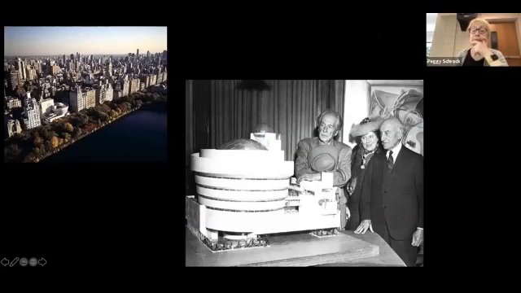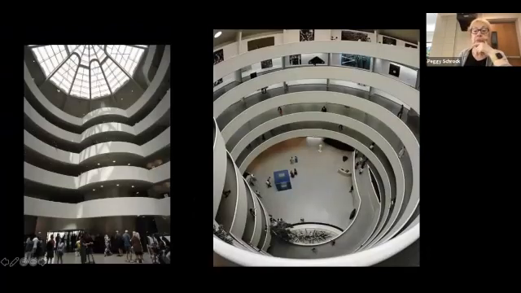Here's Wright. I think that might be Hillary Bay. I'm not sure. I think I know who those are. That's the first director. What was his name? I'll think of it later. With Wright and the original building.